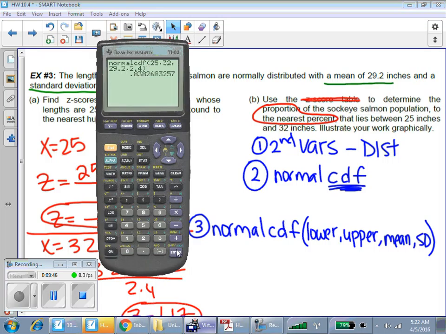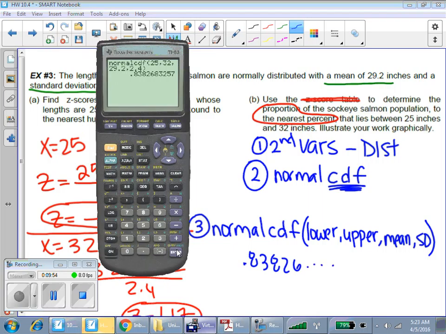So, to the nearest percent. This is a decimal, and I need to write it as a percentage. 0.83826, and so on. It said to the nearest percent, so if I multiply this by 100, it would be 83.8. So to the nearest percent, this is 84%. There we go.